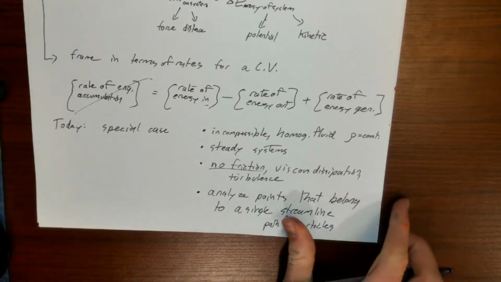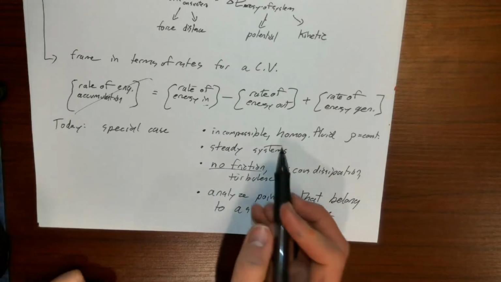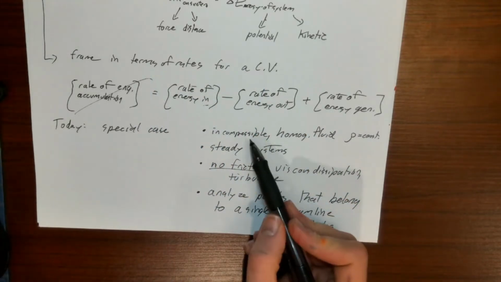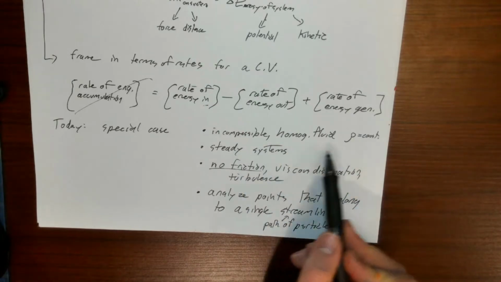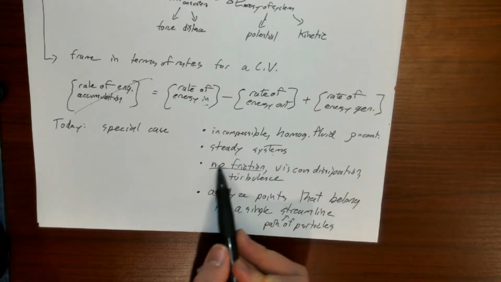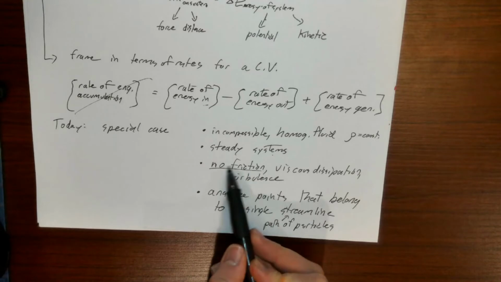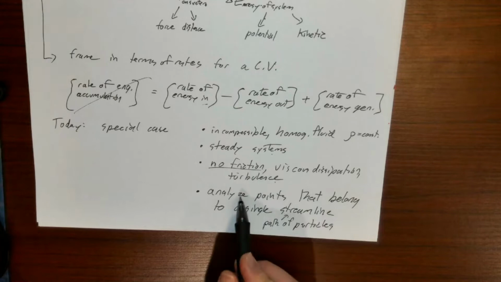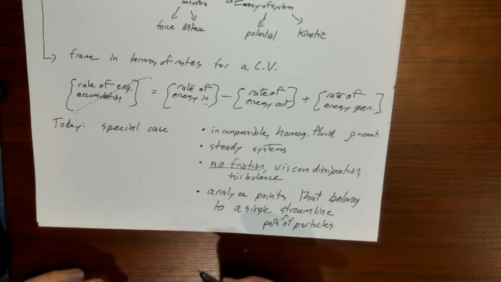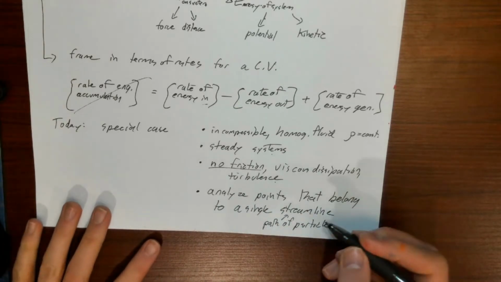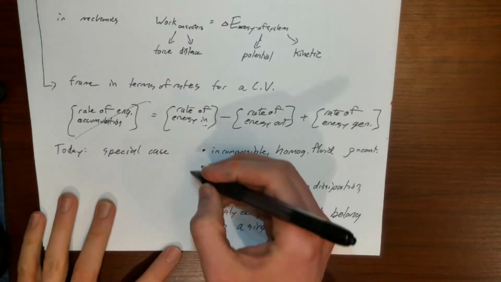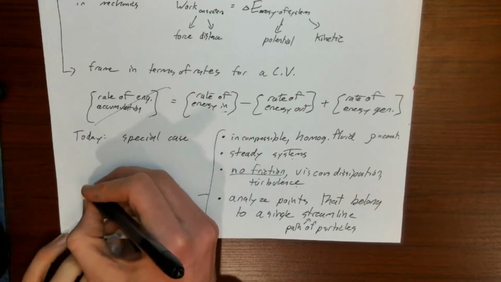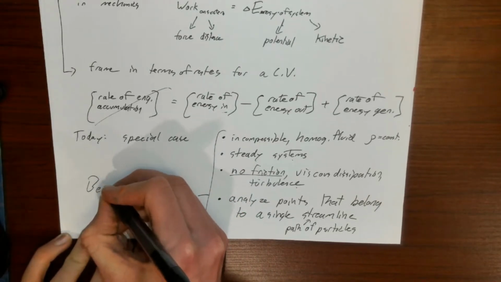In a steady flow, if you apply the idea of conservation of energy to an incompressible homogeneous fluid in steady state, where you're neglecting any friction dissipation and you have no turbulence or minimal turbulence in your flow, and you're analyzing points that belong to a streamline of particles, conservation of energy becomes an equation that you might have heard before, the Bernoulli equation.